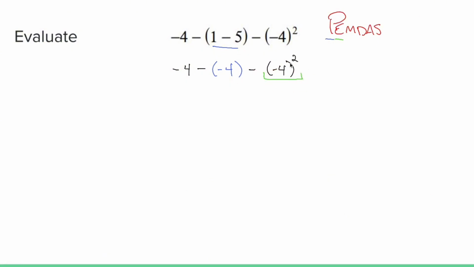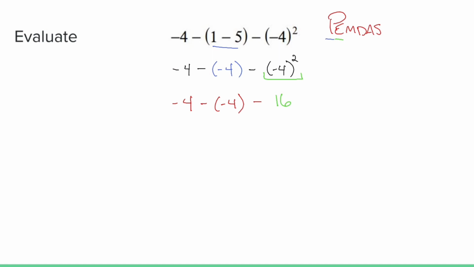Now, the squared is attached to the parentheses. It's not attached to you. It's attached to the parentheses and therefore everything inside it. So what are you multiplying by itself? -4 times -4, which becomes +16. Drop down the -4, drop down the double negative, drop down the minus.